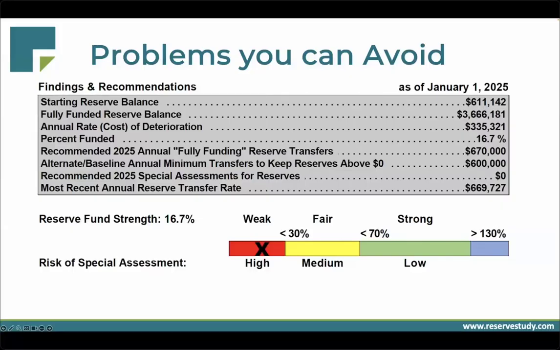If you see on this reserve study summary, we are suggesting to the board that they keep their reserve transfers similar to what they are currently contributing, right? So they're currently putting away about $669,000, and we're recommending that they transfer $670,000.